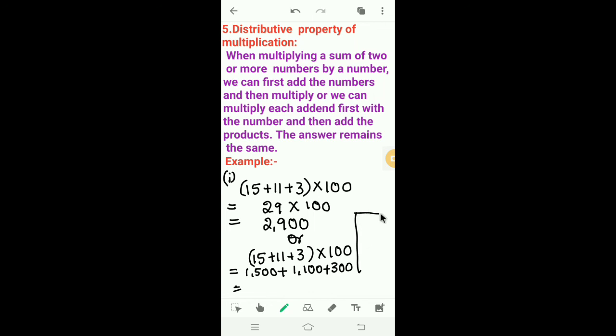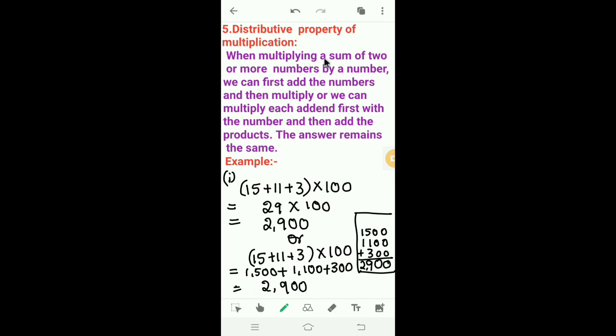Here I will create a solution box. 1500 plus 1100 plus 300. 0, 0, 5 plus 1 is 6, 6 plus 3 is 9, 1 plus 1 is 2. So the answer is 2900. Here we can observe this product and this product is same.